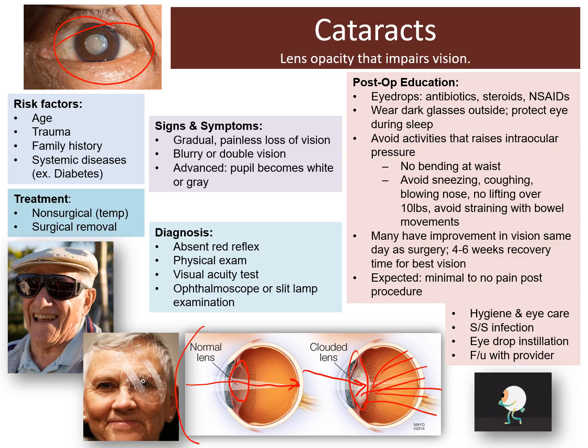Okay, so there's two options for this. This is progressive, so if you do nothing, it will become worse. Treatment is either non-surgical, which we consider temporary because, again, it can progressively get worse and you can end up blind eventually. So temporary things that we can do would be glasses, prescription glasses, magnifying glass, that kind of stuff.